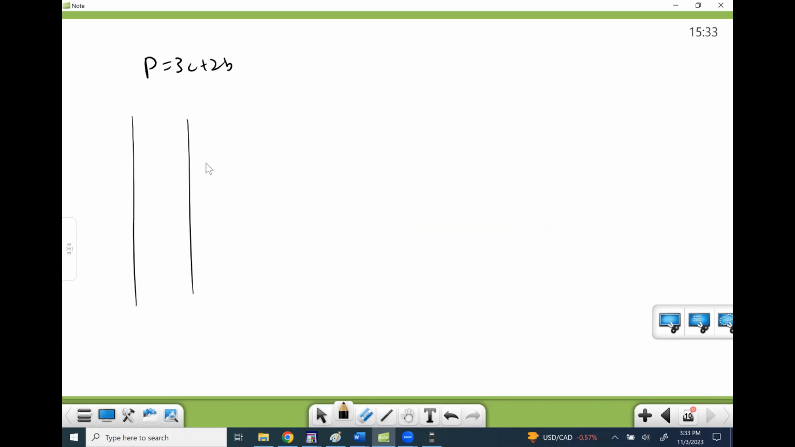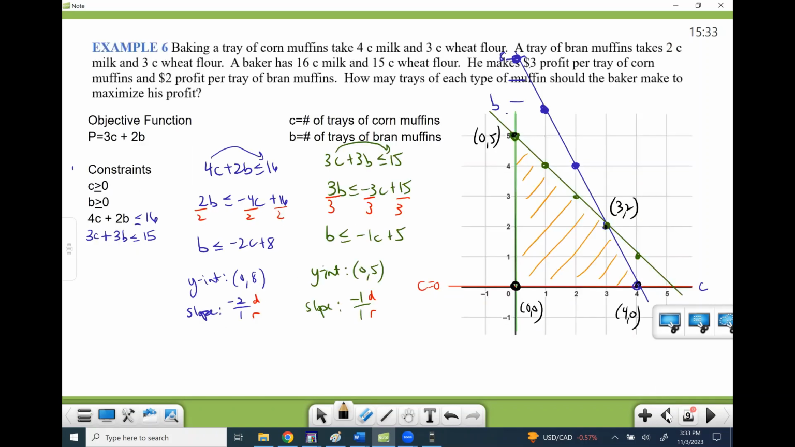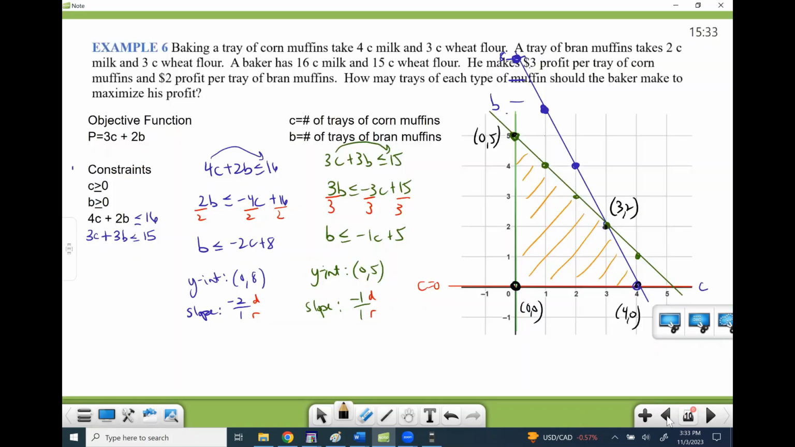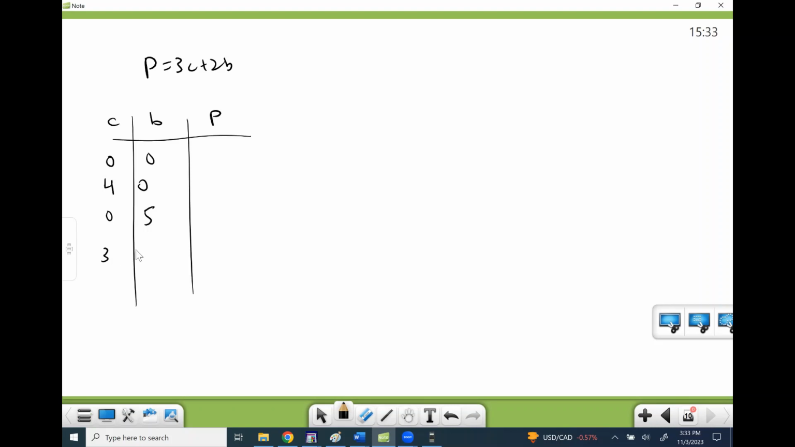Okay, so we have corn, the bran, and our profit. Okay, I remember 0, 0. And I think I remember 4, 0. 4, 0, and 0, 5. And was it 3, 2? Yeah, 3, 2 for the other one. So we're going to substitute these into the profit function.